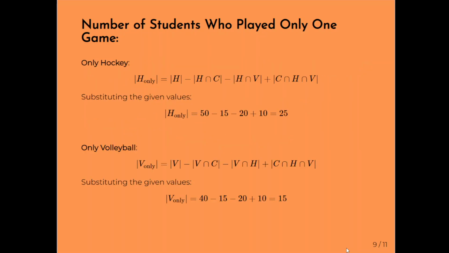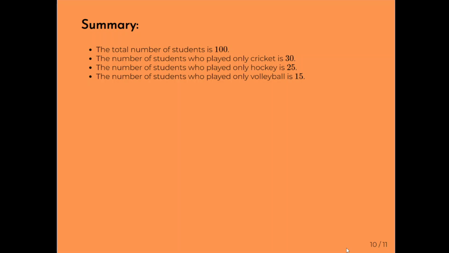Something similar applies for hockey only: 50 minus 15 minus 20 plus 10, which is 25. And only volleyball is 40 minus 15 minus 20 plus 10, which is 15. So that's it in a nutshell. The principle of inclusion and exclusion is very useful in this context. To sum it all up, there are 100 students, 30 play cricket only, 25 play hockey only, and 15 play volleyball only. We'll leave it there.